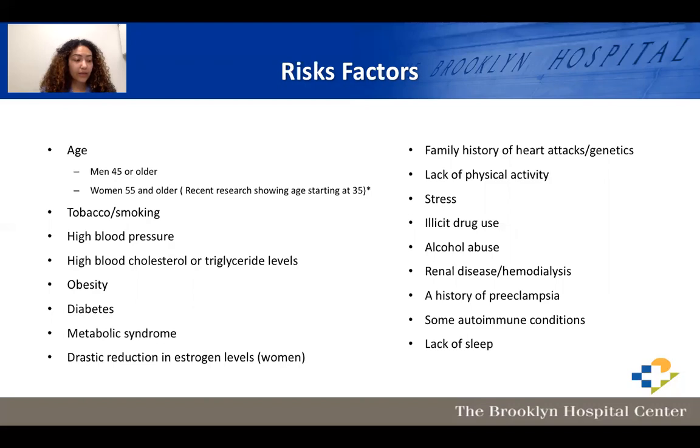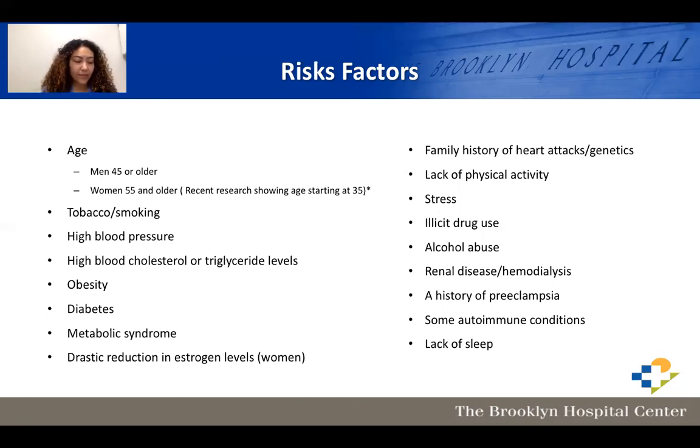Tobacco use and smoking, including long-term exposure to secondhand smoke, can also put you at increased risk. High blood pressure: over time, it can damage the coronary arteries we discussed, and it occurs with conditions such as obesity, high cholesterol, and diabetes, which increase your risk even more. High blood cholesterol or triglyceride levels: triglycerides are a type of blood fat related to your diet, and high levels increase the risk of heart attacks. However, a high HDL, which is a good cholesterol, may lower your risk.